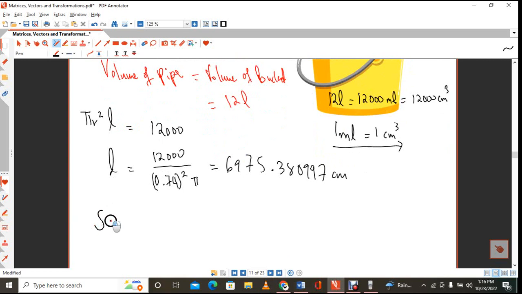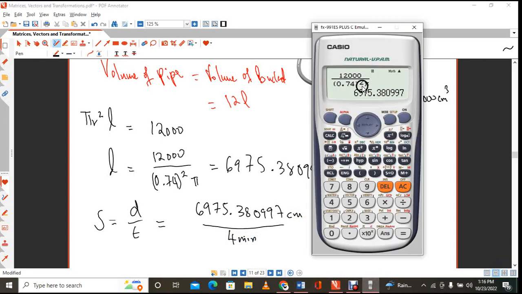So what does speed indicate? Speed is the distance divided by time. So what is the distance? This distance is 6,975.380997. That's how long the pipe is. And what is the time? Well, we are told this is done in 4 minutes. So the speed can now be calculated. We take that answer and simply divide it by 4.